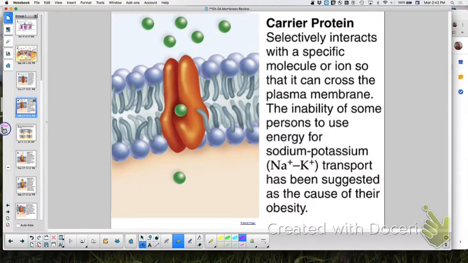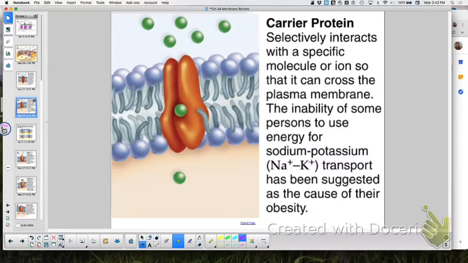What's the main difference between a carrier and a channel? Okay, so a channel is kind of like an opening that something can fit through, but a carrier physically binds to it at some point. Like literally carries it. A channel, I can just open a door for you and say, come on through. A carrier, I'm carrying you across the threshold. Does that make sense? Okay.